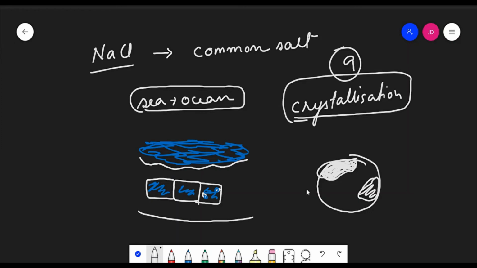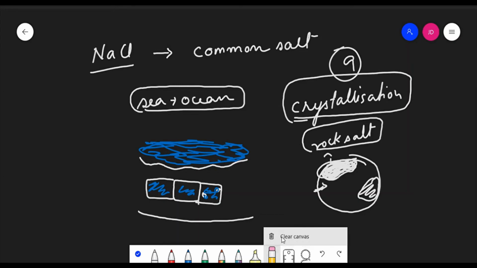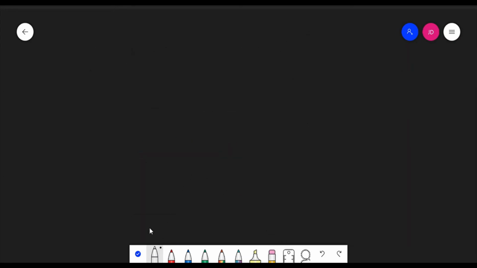So this can be mined, just like we mine for coal, and we call it rock salt. The salt which we find in the earth's crust, which we can mine, we call it what? Rock salt. So the important thing is, why are we so focused on salt? Because salt is a very important compound which we can use as a raw material. Raw material meaning what?